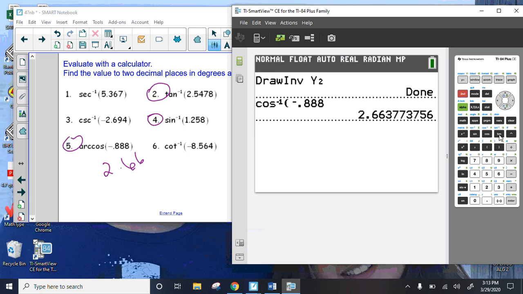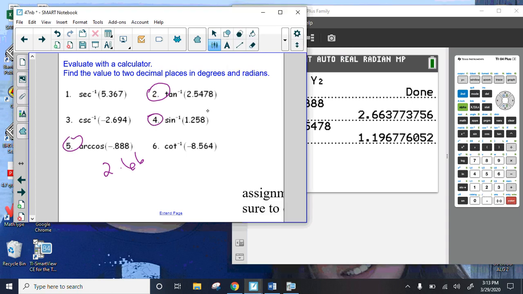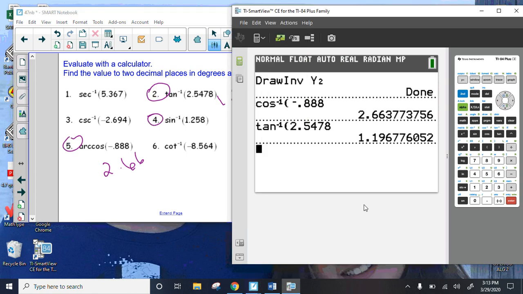So inverse tangent of 2.5478. And I'm getting 1.2. Okay, so that's okay for 1.2. Now let's go to the sine. Inverse sine of 1.258.